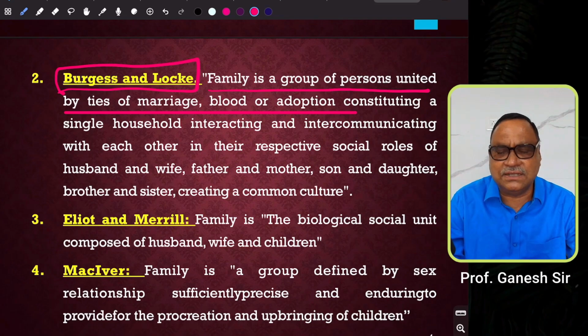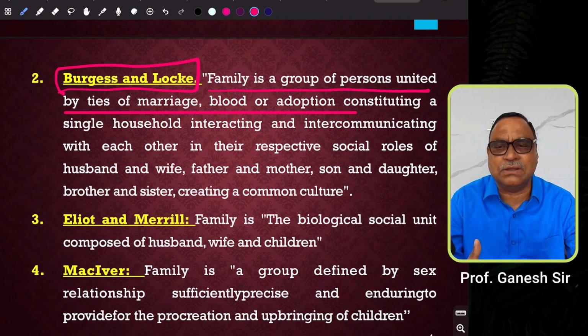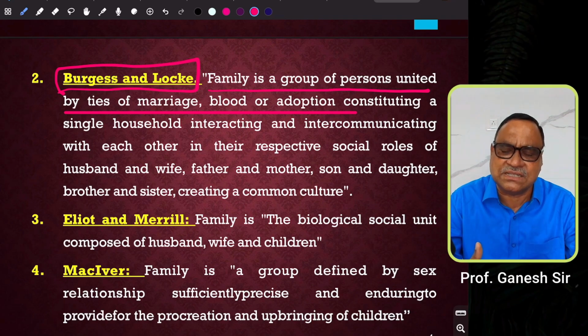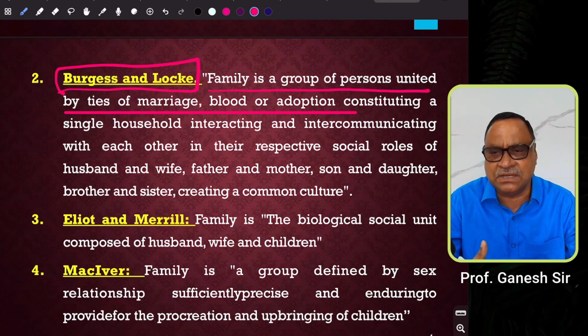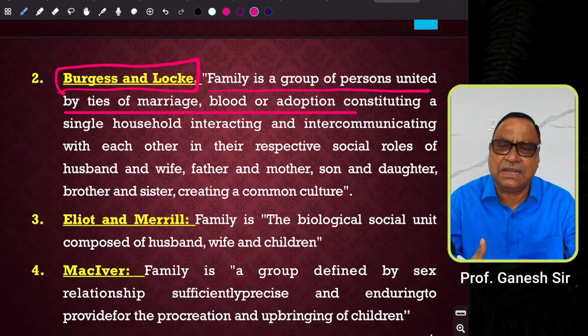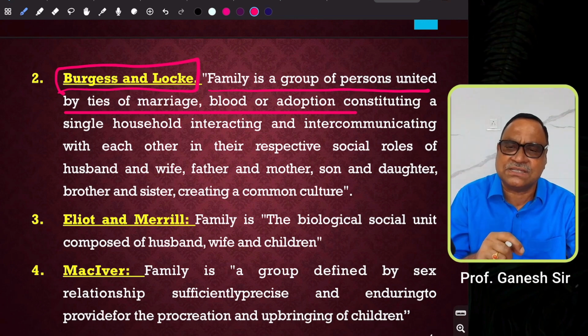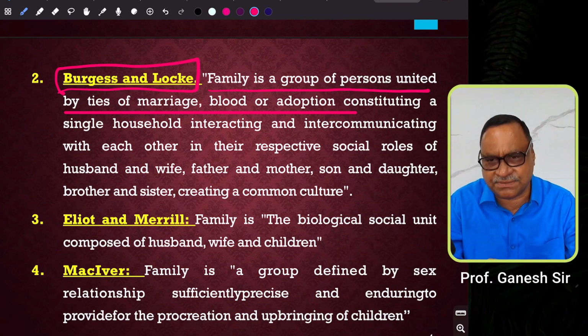That means the wife and husband in a family system have an affinal relationship. Affinal relationship is through marriage. Then consanguineous relationship is through blood relationship. So the relationship between parents and children is blood relationship. The relationship between brothers and brothers, and sisters, that is also a consanguineous relationship. So, therefore, family as a social unit constitutes the affinal kins as well as consanguineous kins.